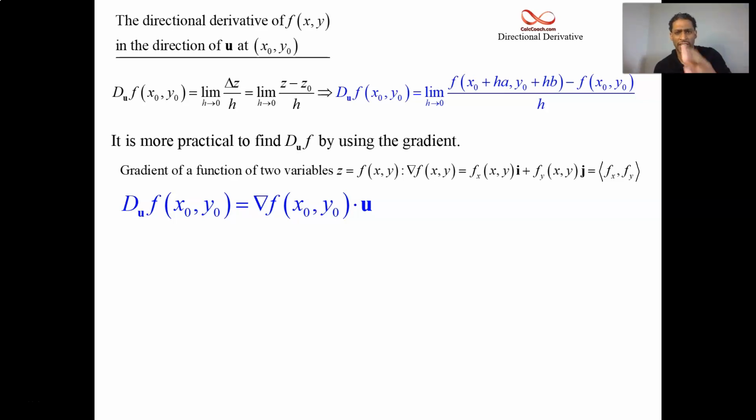On the next video, I have to show you how these 2 blue formulas are connected, the definition and the shortcut formula. I'll show you how that's connected, and we'll take a look at that on the next video.